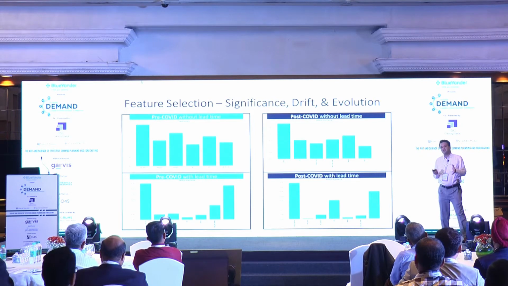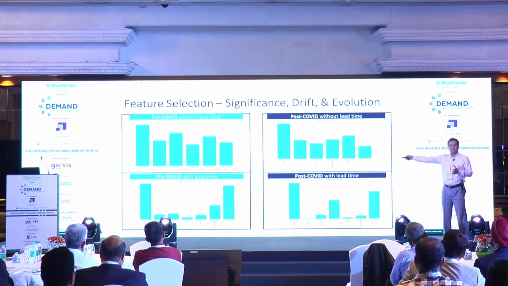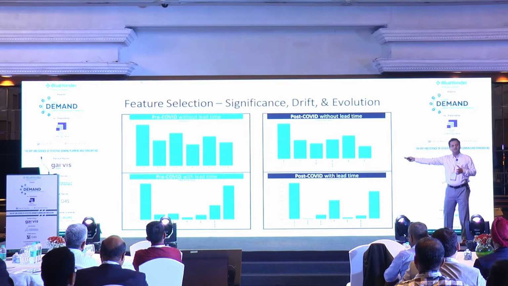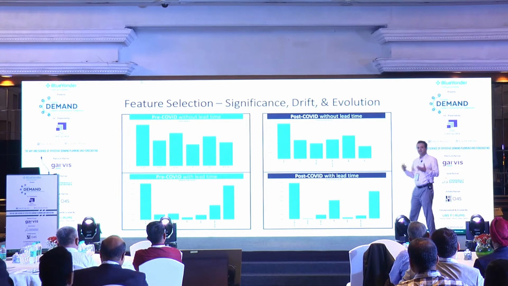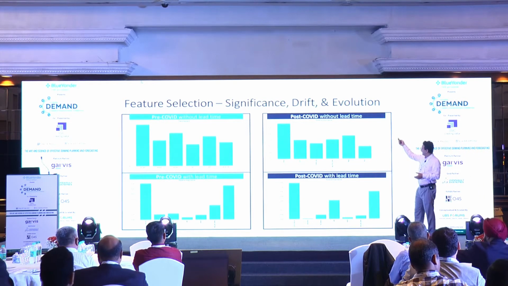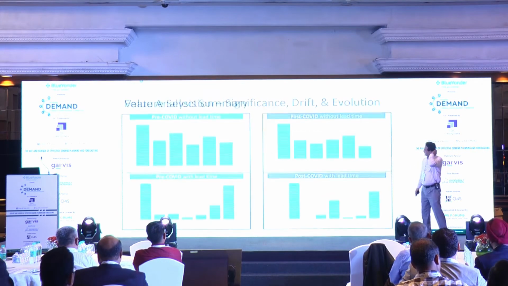So this is what our charts look like pre and post pandemic in terms of significance, drift, and evolution. So the drift is, first we realize what's significant, right? What is significant to me? Then does the data drift? And it did drift, right? Pre and post pandemic. And then your segmentation evolves with that drift. And that's the evolution which we are talking about here.